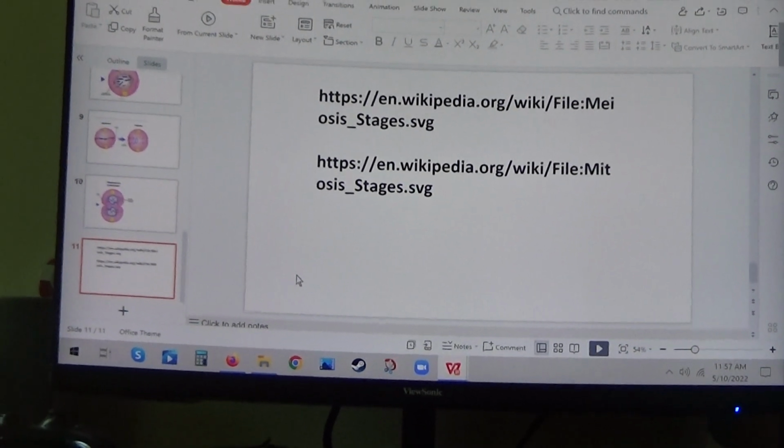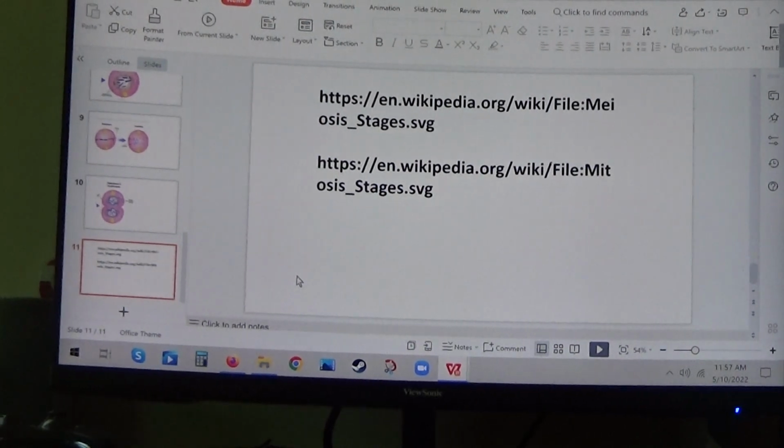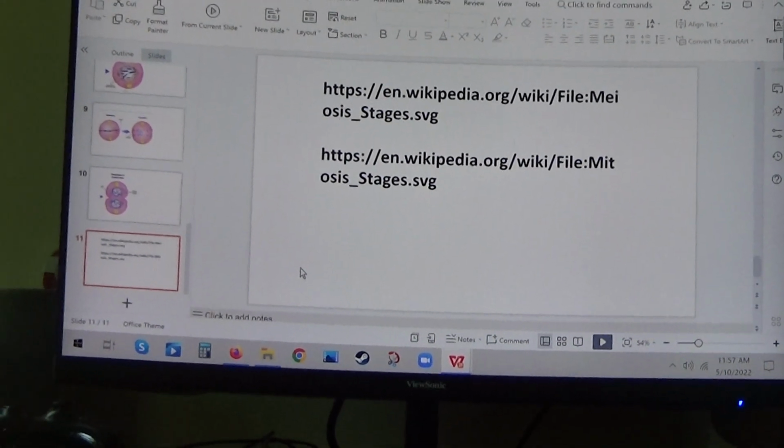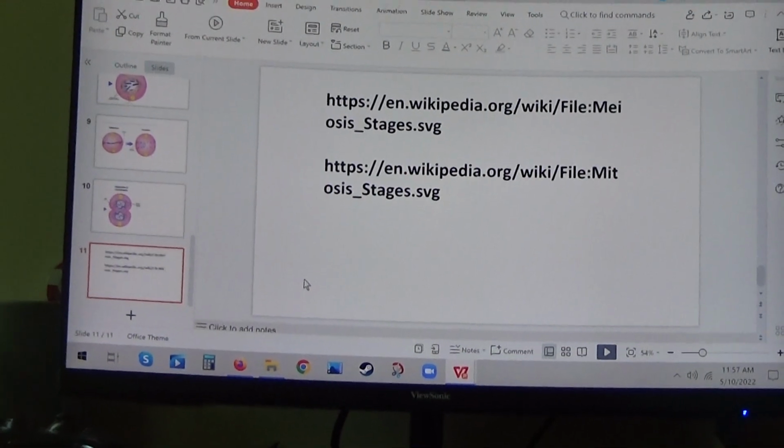So, with that all said and done, mitosis and meiosis are very important to the development of the body, and without them, we would be very different.